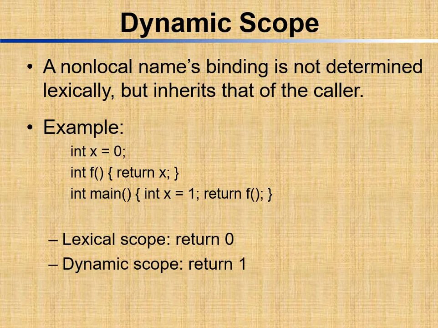Suppose we have a small program: integer x equals 0. This function we are having, and inside this one we are returning x, and this one is the main function. Integer x equals 1 and return f. Here this function is called in main. When we call function f based on static scope or lexical scope, the value of x will come from the global variable. So x will return 0.